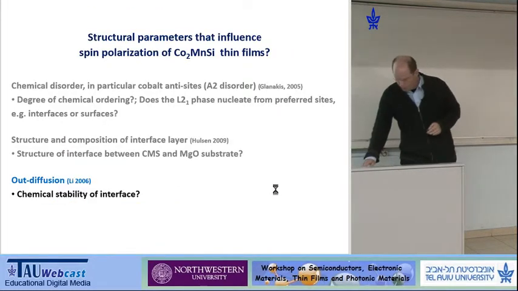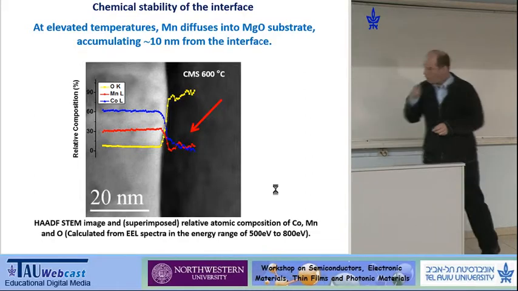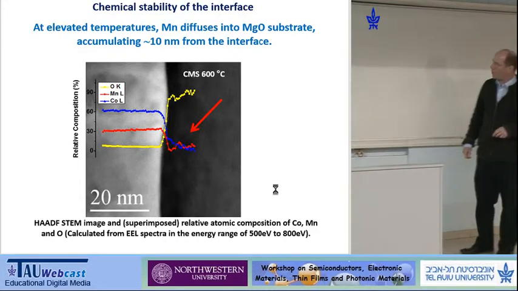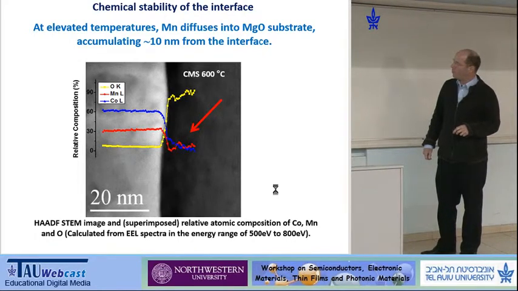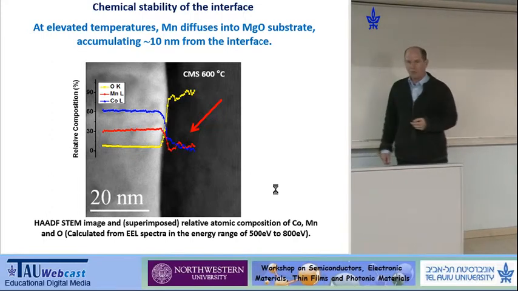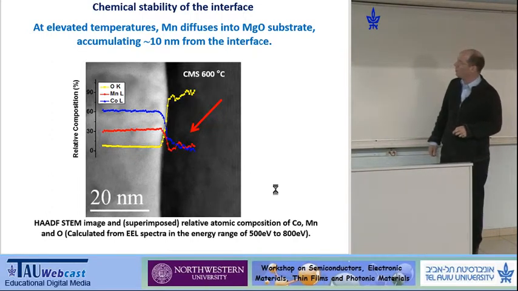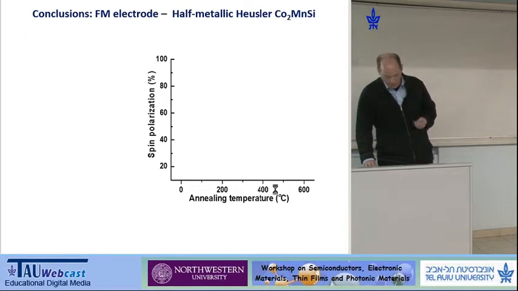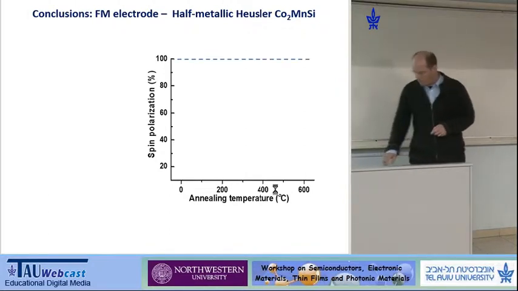Okay, and finally, in this case, for out diffusion, here's a case where you can map through electron energy loss spectroscopy the various composition from the layer into, in this case, the magnesium oxide substrate. And we could see that there's an out diffusion and accumulation of manganese in the layer, in the barrier itself. So that's another component.